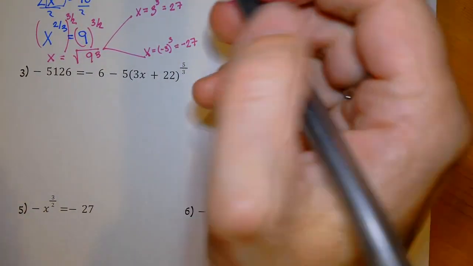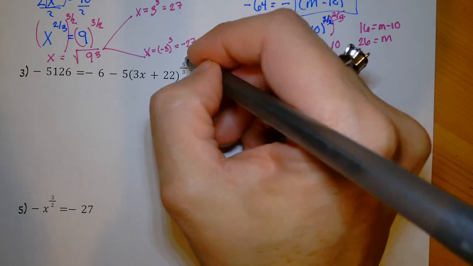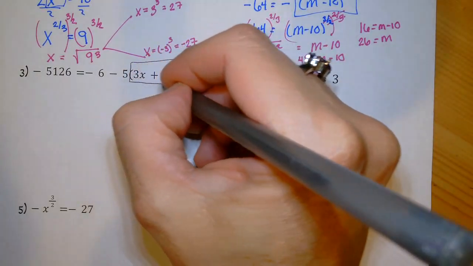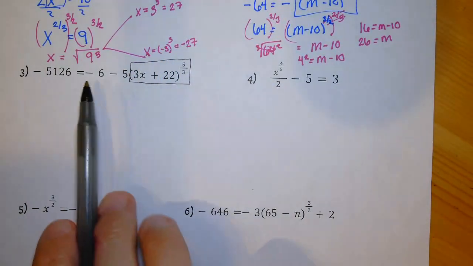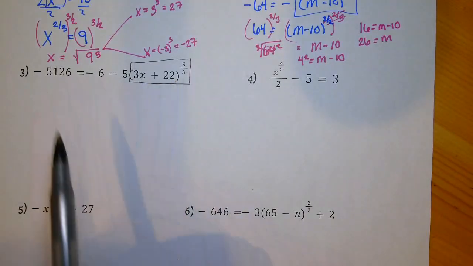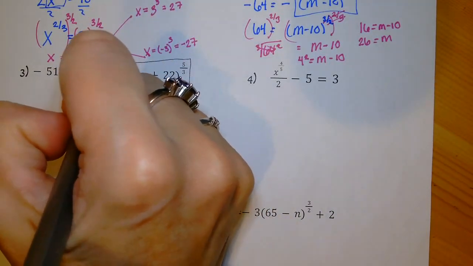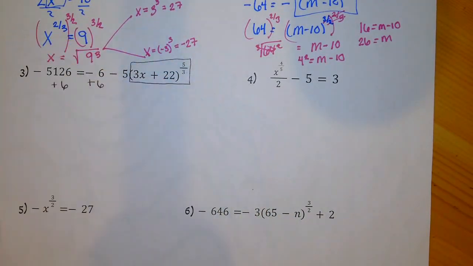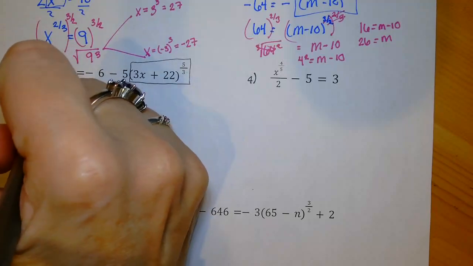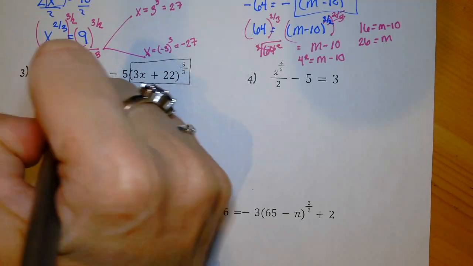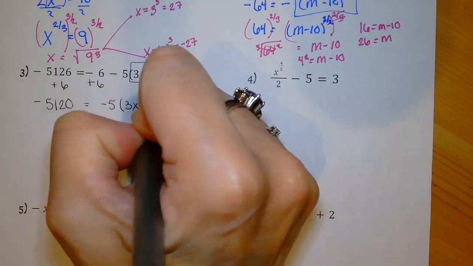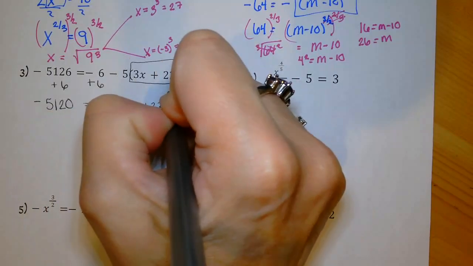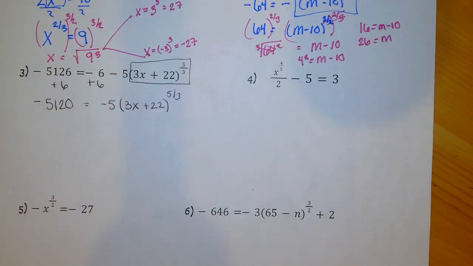All right, number 3. So again, this 5/3 is only on this piece. So my goal is to get this by itself, isolate that term. So PEMDAS order of operations, hopefully you're thinking move over the 6 first. So that's going to get me negative 5120. It's negative 5 times 3x plus 22 to the 5/3.